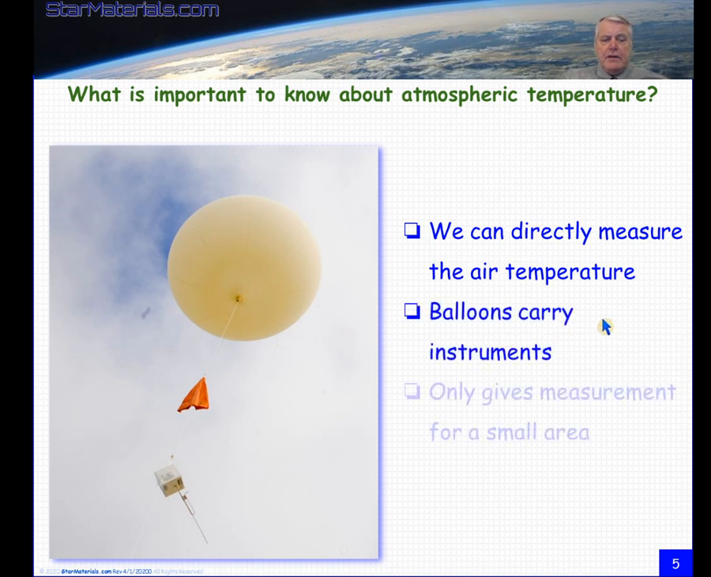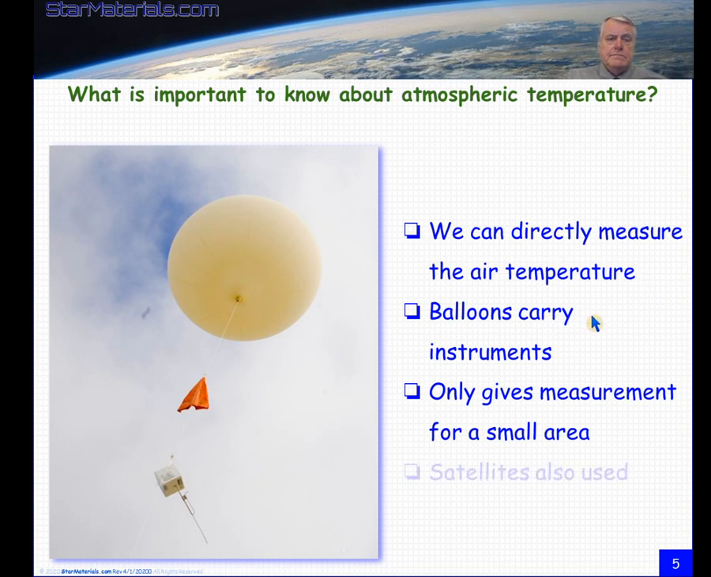So the balloons carry the instruments, but it only gives measurement for a very small area. In other words, wherever this is where you're measuring. So you have to do a lot of them and then piece together all the information. You can also use satellites. They can directly and sometimes indirectly measure atmospheric temperature.